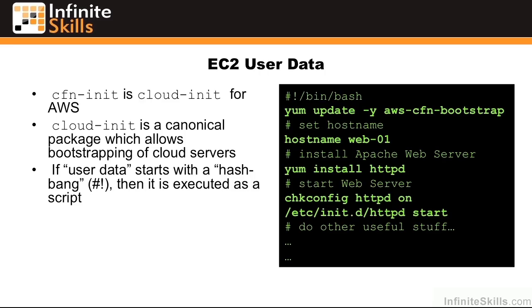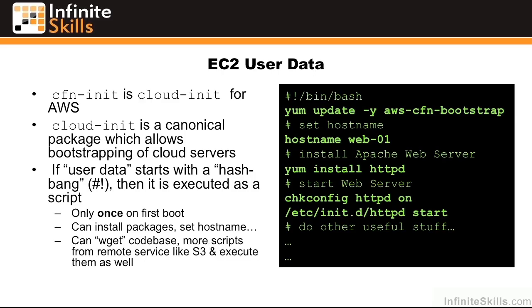cfn-init says that if user data starts with a hash bang, as we see here, it's going to execute the whole rest of the code as a user, only on the first boot, and it can install packages, set host names, and do wget of codebase and other scripts. This is how we can get around that 16K limitation. We could just wget a script from S3 and run that as well. Here you see in this user data, we're first updating some packages with yum, so we must be on CentOS. We're setting the host name to web01, we're installing Apache Web Server, and we're starting the Apache Web Server. We could continue doing other additional stuff.